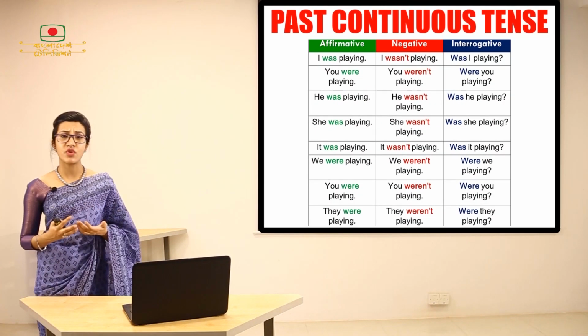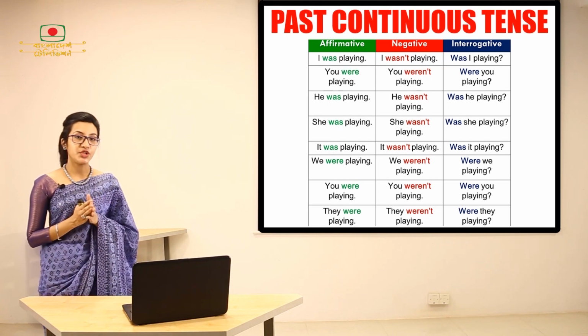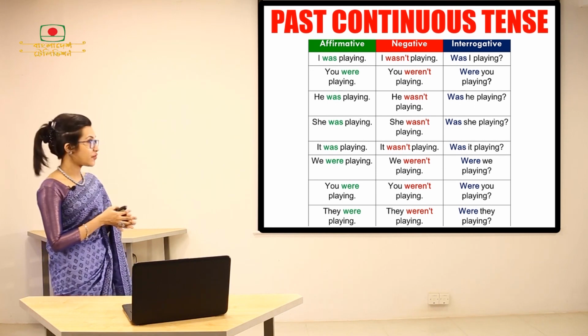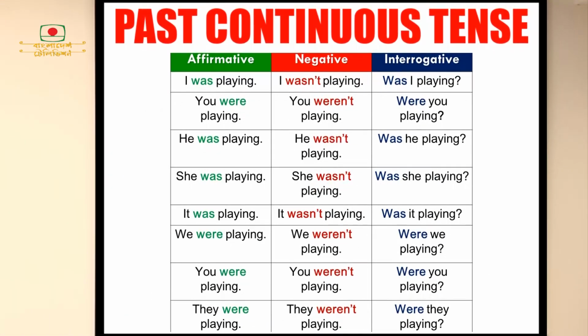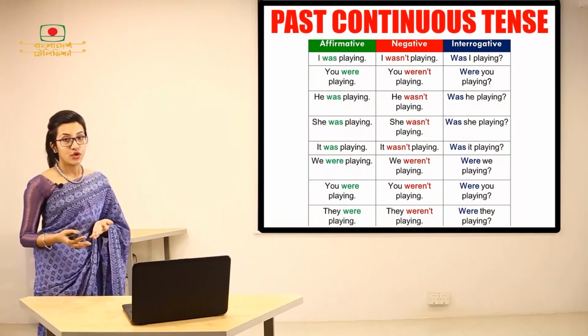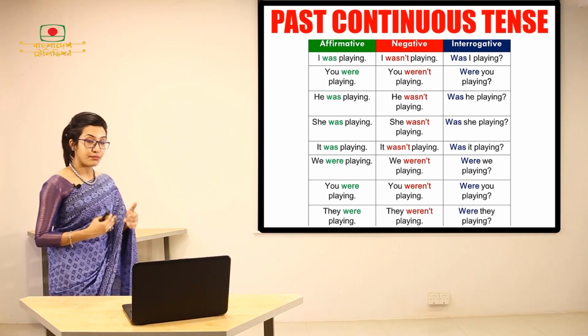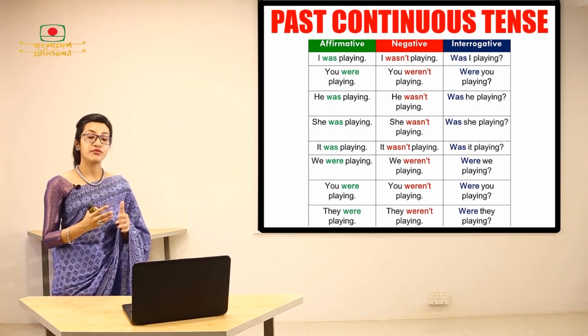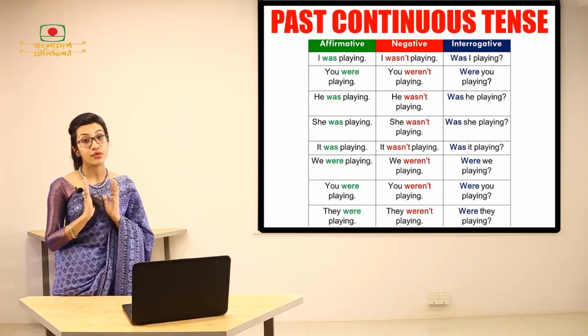If you want to pose a question or ask a question, you just have to put was or were at the beginning of the sentence. For example, were they playing? Were you playing? Was he playing? So the same sentence can be used in different ways using the same structure, just you have to use the be verb at the right position.